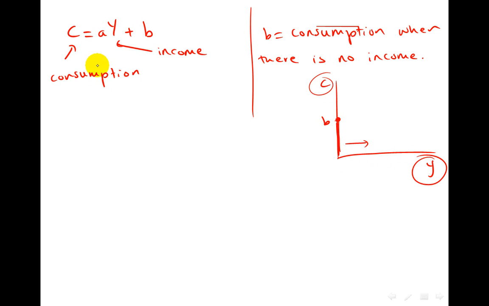Okay, I'll give you another formula. Here consumption equals AY plus B. A is the slope. Y equals C plus S. Yes, this is the income equals your consumption plus the saving. S is here for saving.